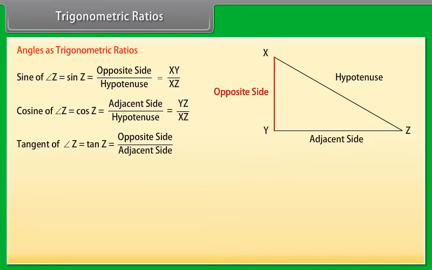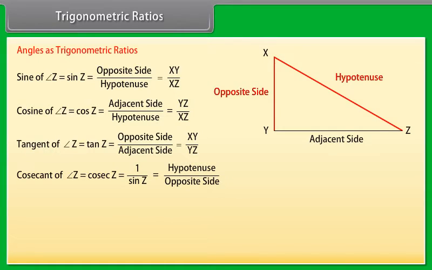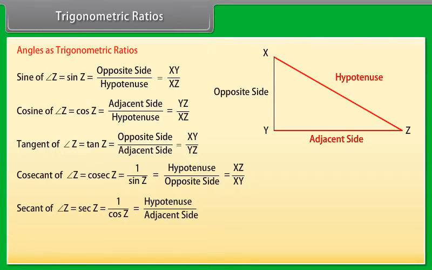Cosine of angle Z is equal to cos Z, which equals adjacent side upon hypotenuse. Tangent of angle Z is equal to tan Z, which is equal to opposite side upon adjacent side. Cosecant of angle Z is equal to cosec Z equals 1 upon sin Z equals hypotenuse upon opposite side.